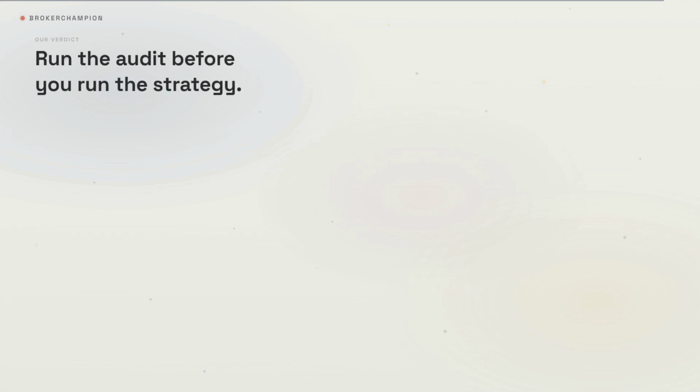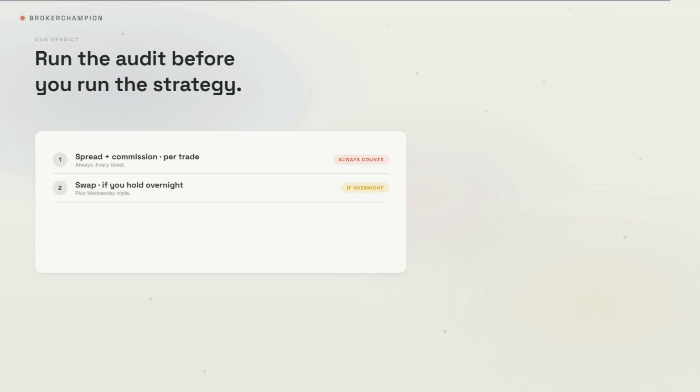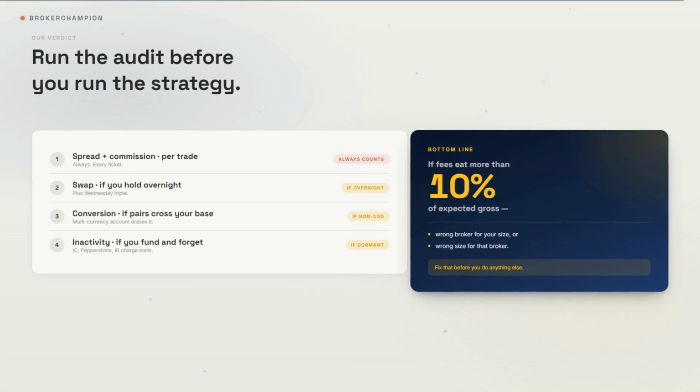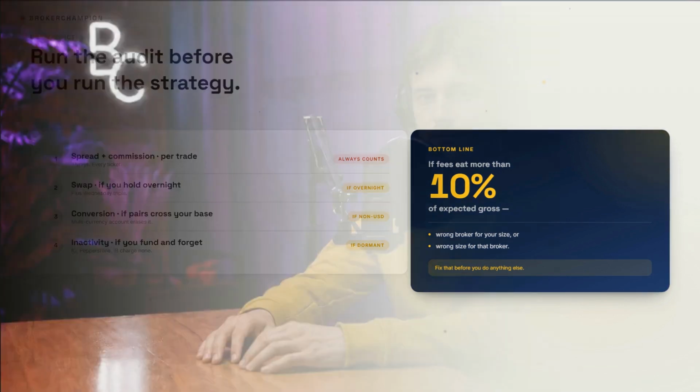So here's what to do. Add up the fees you'll actually pay. Spread plus commission per trade. Swap if you hold overnight. Conversion if your pairs cross your account currency. Inactivity if you fund and forget. Compare it against your monthly P&L target. If fees eat more than 10% of your expected gross, you're either at the wrong broker or trading the wrong size for that broker. Fix that before you do anything else.